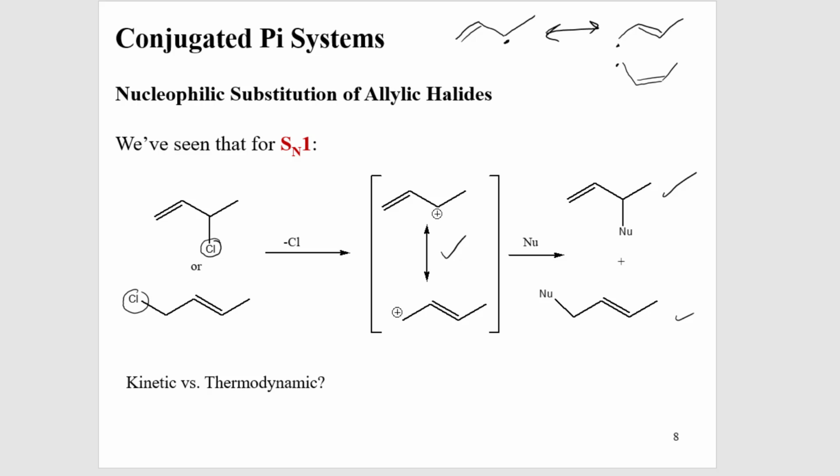Now, I'm going to put this on hold for a second and just remind you that this slide is here so that you're reminded that when you do an SN1 reaction, you form a carbocation, and if we're working with a carbocation that's conjugated, we have to consider resonance, just like we had to consider carbocation rearrangements. You have to consider all resonance forms before adding the nucleophile.